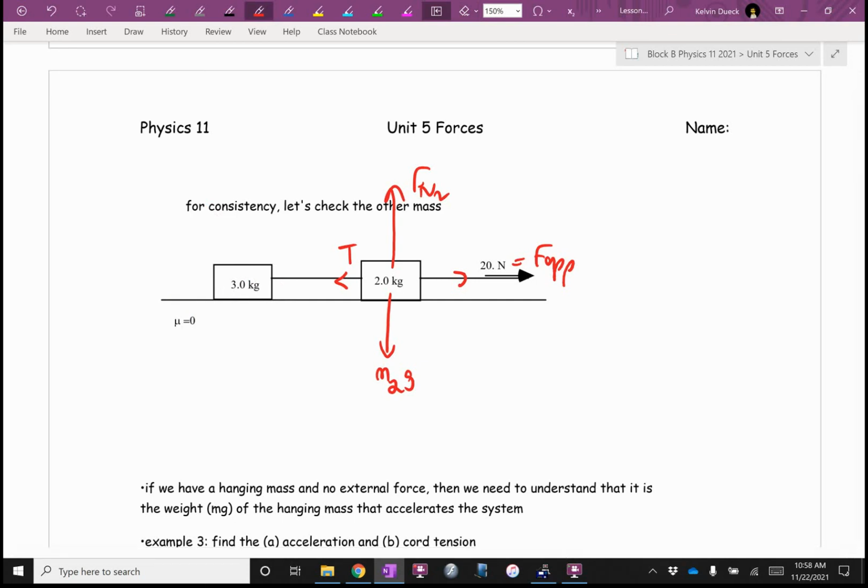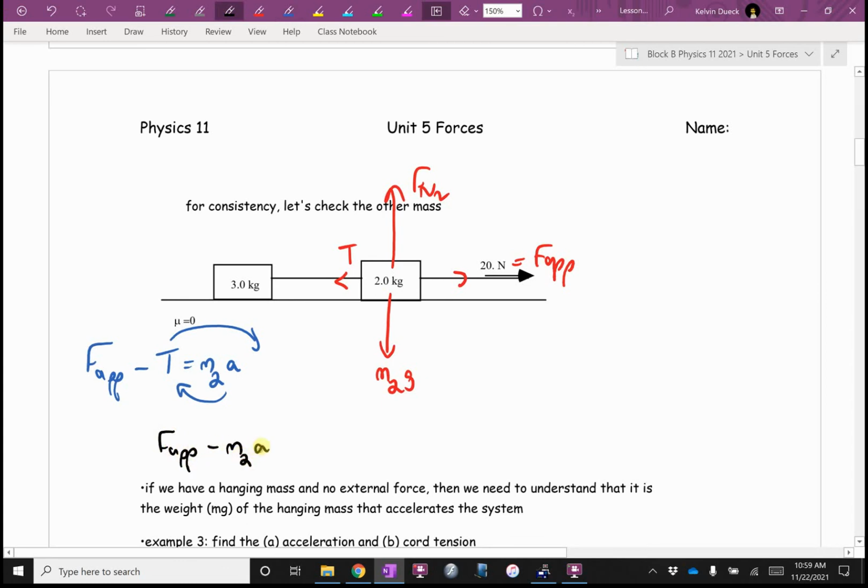Which way is the winning direction? Same answer. Who's winning? Who's losing? Equals? Which M? M2. So we get this. F applied minus tension equals M2A. What am I trying to find? Tension. Luis, what's right in front of the T that I don't like? Swappy dance time. I'm going to plus the tension there. I'm going to minus the M2A there. When I do that, I'll get F applied minus M2A equals tension.